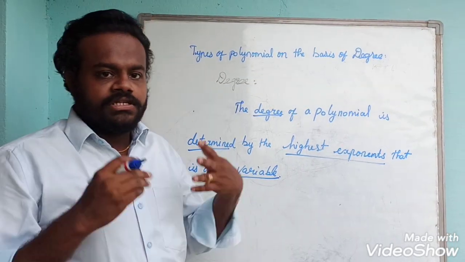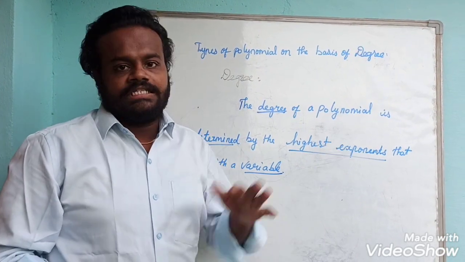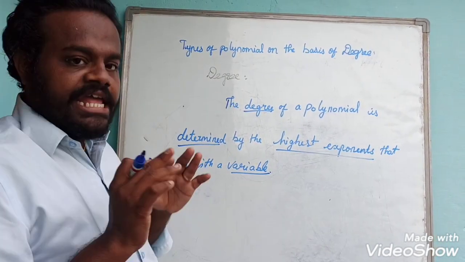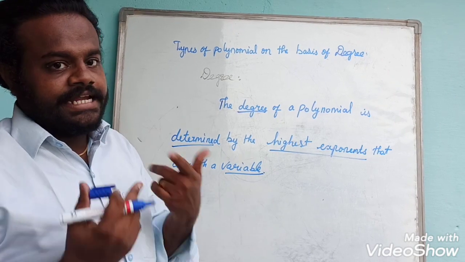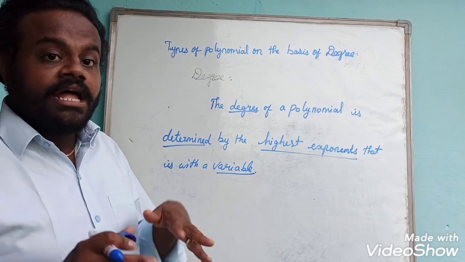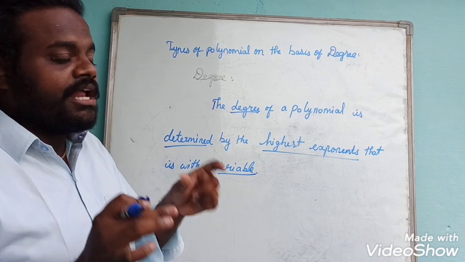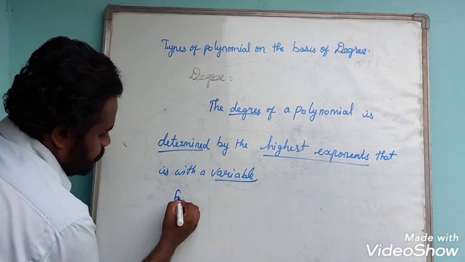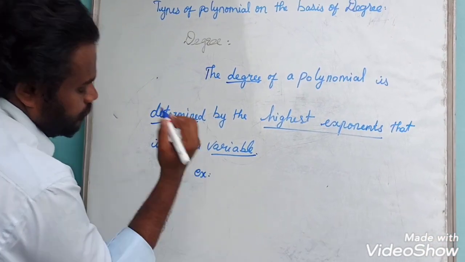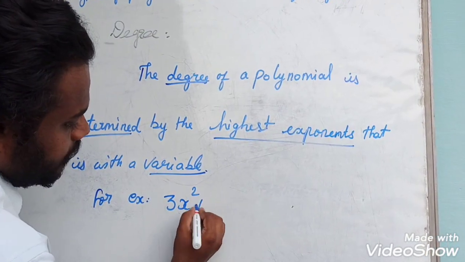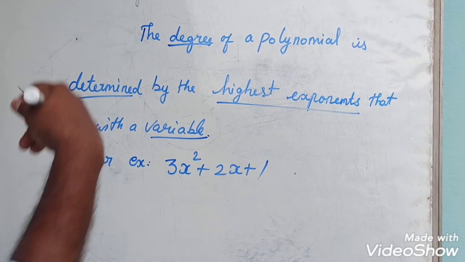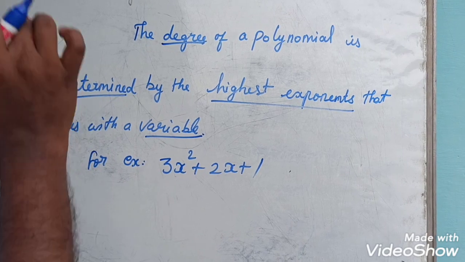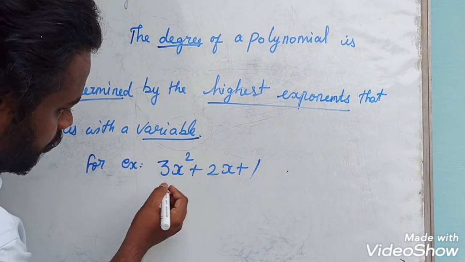So in an expression which contains a variable and a constant, or a combination of both, the highest power of the expression we say is the degree. How do you determine the highest power? The highest power which can be mentioned in the variable. For example, 3x square plus 2x plus 1. Here this is one of the polynomial expressions with the variable x. So here we need to find out the power.